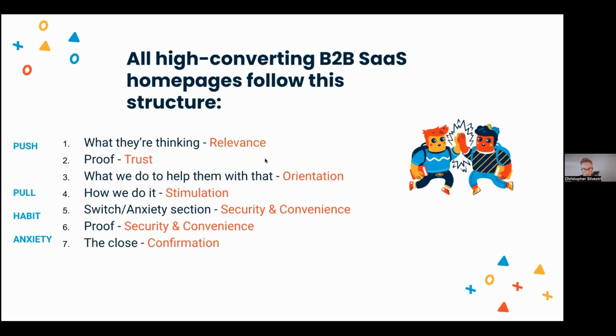Quite simple. We have the first 2.5, which is not a perfect match, but the push is basically explaining what they're thinking, giving them proof, and what we do to help them. This is all proof. When it comes to pull, it's a mix of what you do with how you do it. So this is your solution.